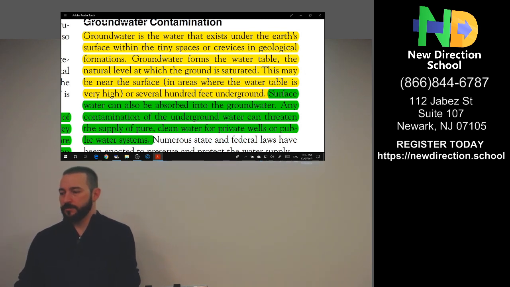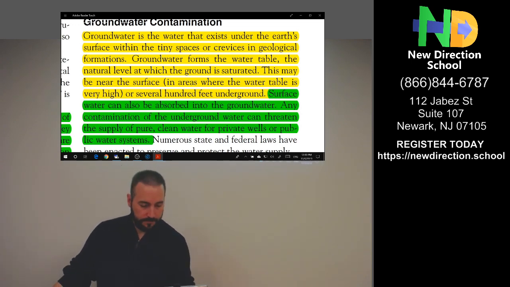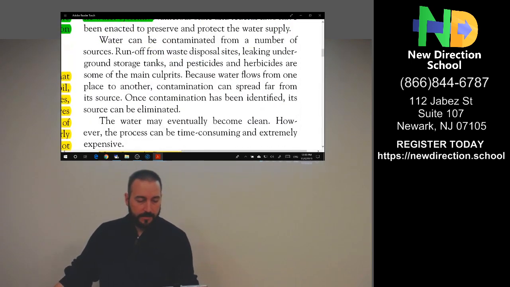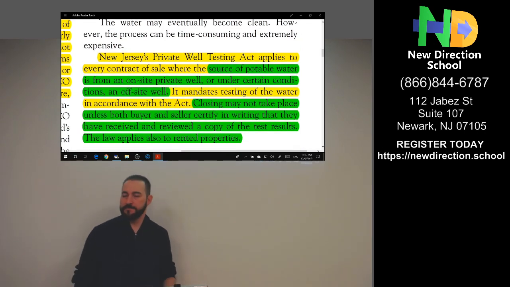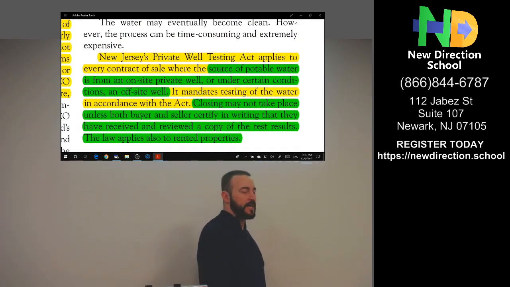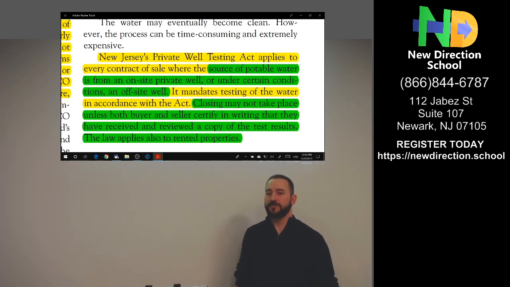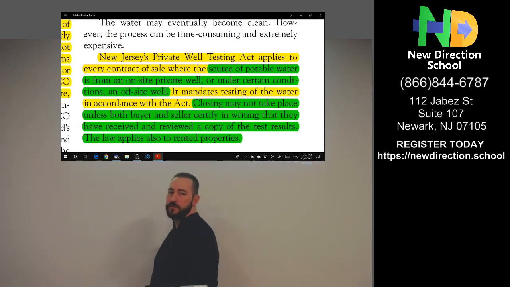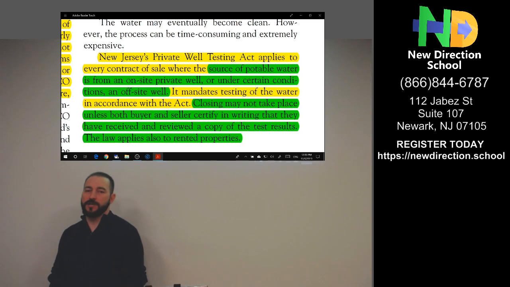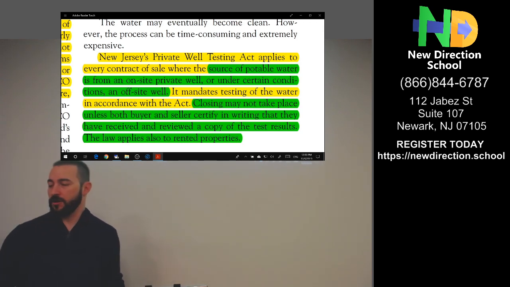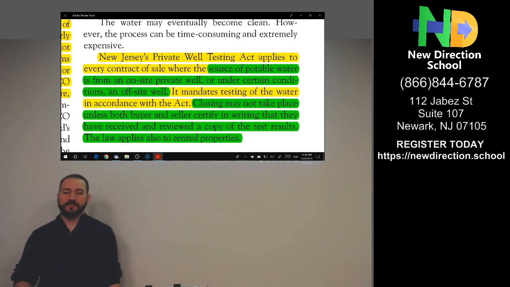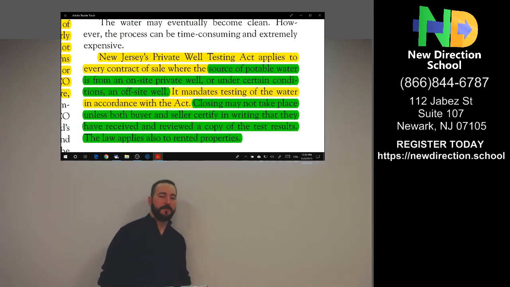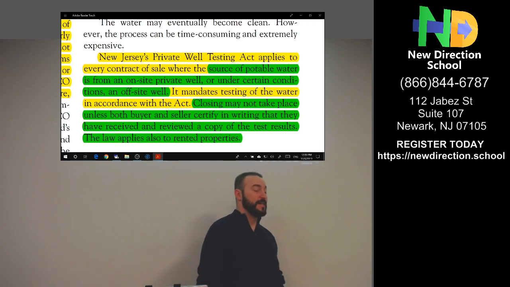Private wells or public water systems. Last paragraph says, New Jersey's Private Well Testing Act applies to every contract of sale where the source of potable water is from an on-site private well or, under certain conditions, an off-site well. It mandates testing of the water in accordance with the act.